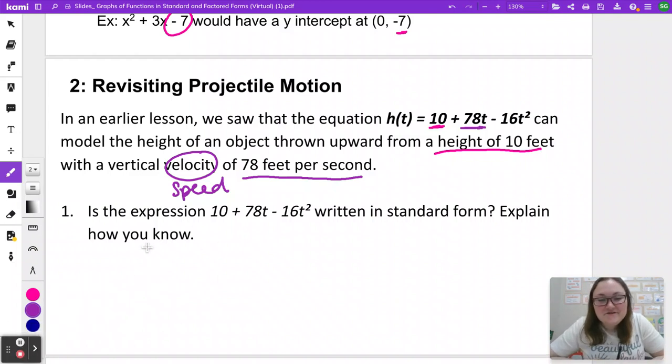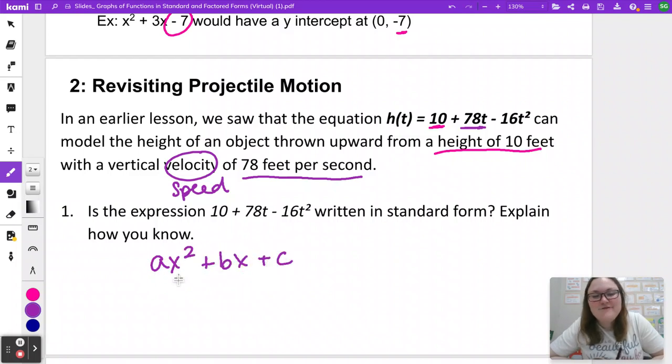So the answer to this first question is yes, it is in standard form. There's a couple ways you can explain how you know. It is in ax squared plus bx plus c form. It is in a different order, but it's still in that standard form. You could also say because it has a t squared in it. We had talked about how standard form always has that squared term. There's a second part though you want to mention.